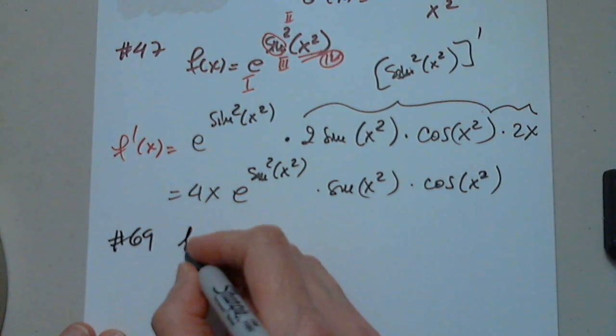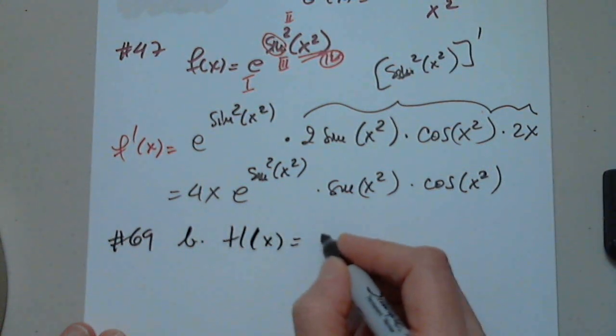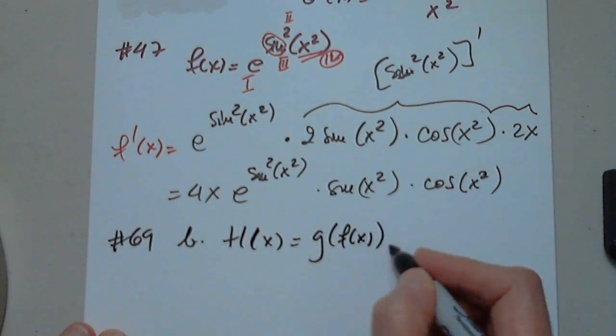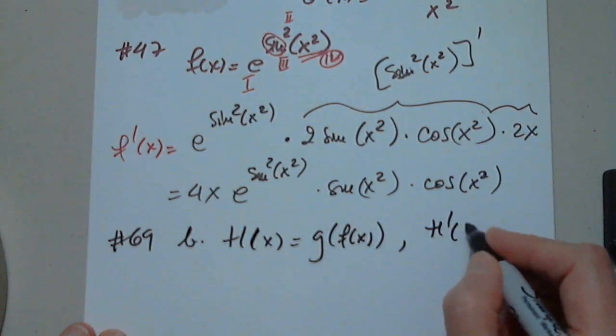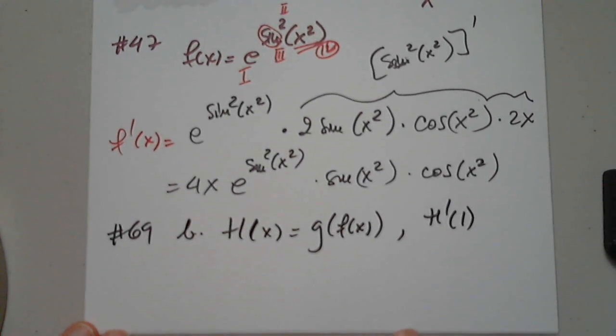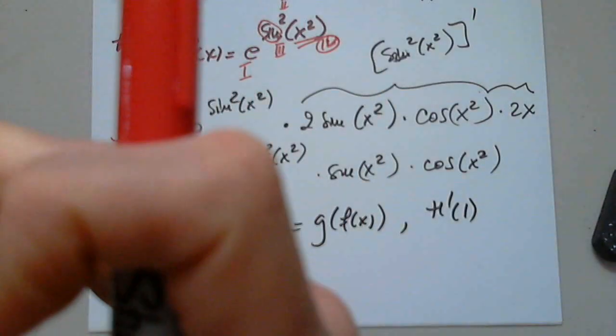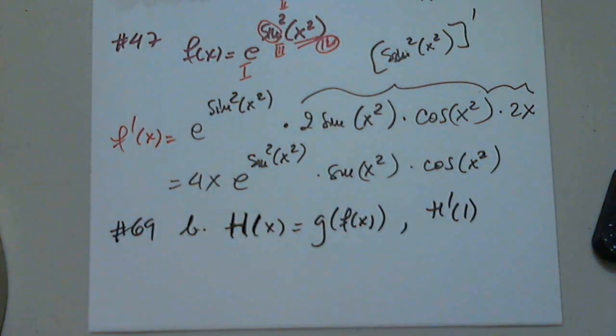Let's go B. Okay. So in B we have uppercase h of x, which is g of f of x, and they're asking us to find h prime of 1. Before I even go to the table, what do I need to determine first? Inner and outer. Yes, inner and outer. But I'm asked to find h prime of 1. So if I ask to find h prime of 1, what do I have to give you first?